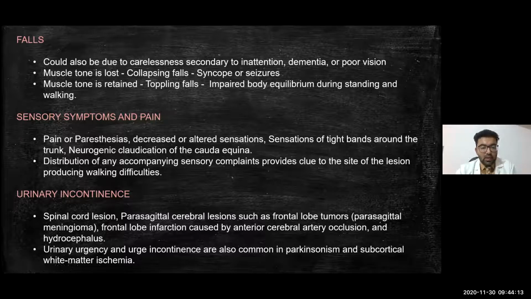Some patients also complain of urinary incontinence, which is especially seen with a spinal cord lesion or a parasagittal cerebral lesion such as a frontal lobe tumor, frontal lobe infarction caused by stroke, and hydrocephalus. Urinary urgency and urinary incontinence are also common in Parkinson's disease and subcortical white matter ischemia.